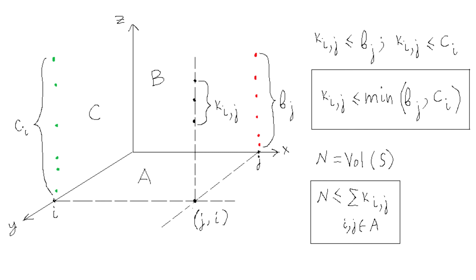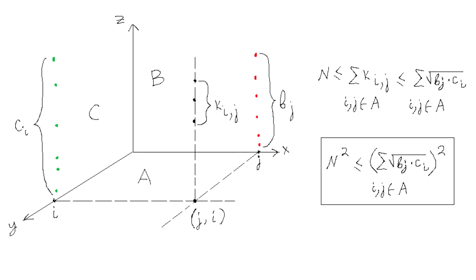Since the number of dots in the selected subset is not greater than either of them, it's not greater than their minimum. If we add all the values k_ij for all the subsets defined by pairs of indices i and j, then the total number n of three-dimensional dots in set S is not greater than the sum of k_ij. The value k_ij is defined as the minimum of two numbers: c_i, the number of green dots in projection region C, and b_j, the number of red dots in projection region B.